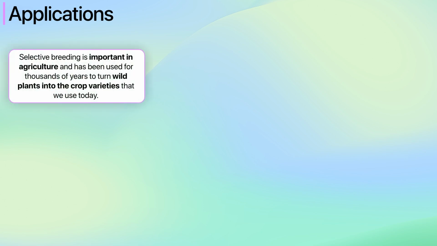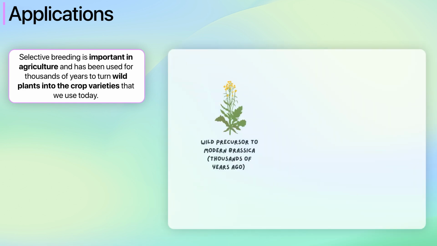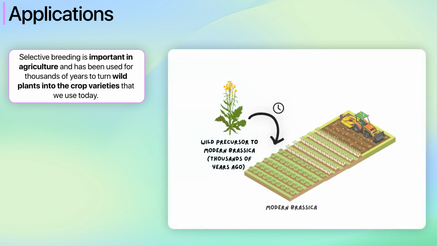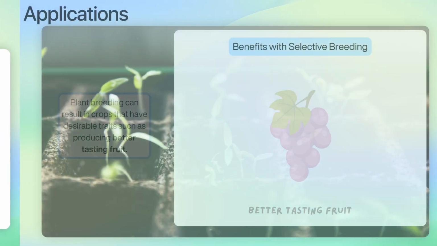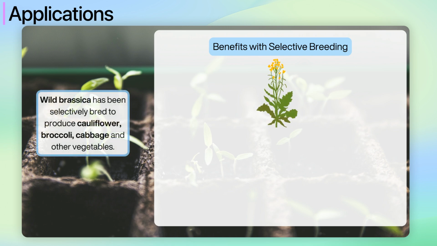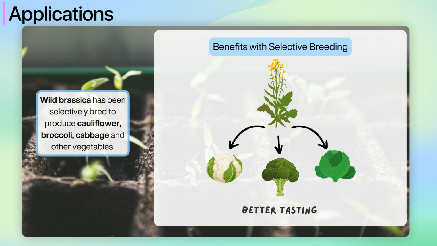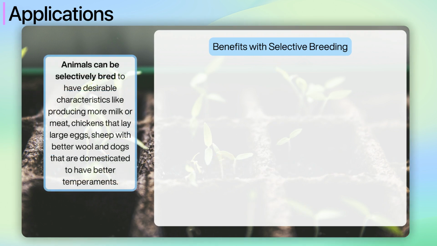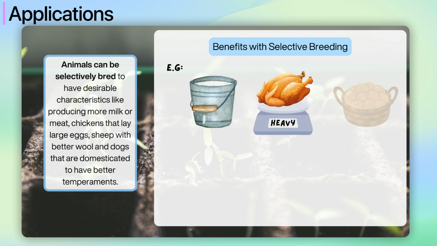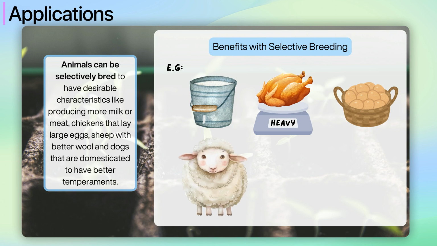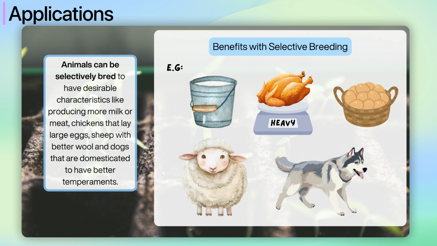Selective breeding has numerous benefits, especially in agriculture and animal husbandry. It is important in agriculture and has been used for thousands of years to turn wild plants into the crop varieties that we use today. For example, wild brassica has been selectively bred to produce cauliflower, broccoli, cabbage, and other vegetables. Animals can also be selectively bred to have desirable characteristics. This includes animals producing more milk or meat, chickens that lay large eggs, sheep with better wool, and dogs that are domesticated to have better temperaments.